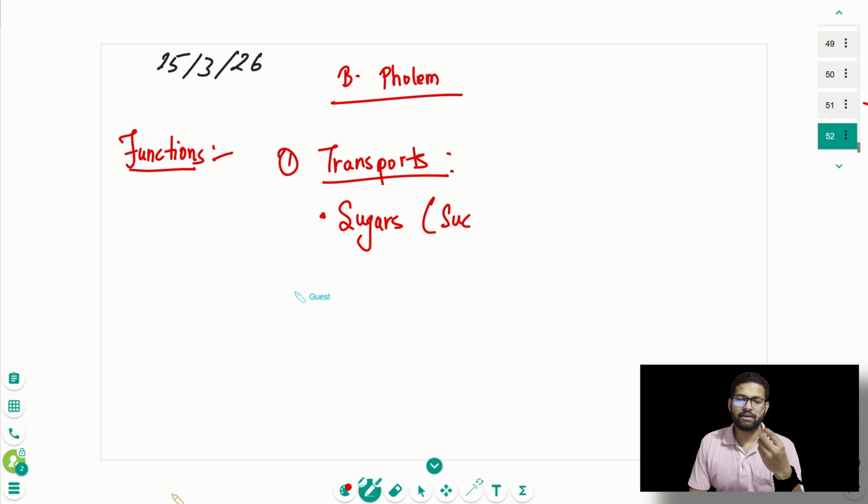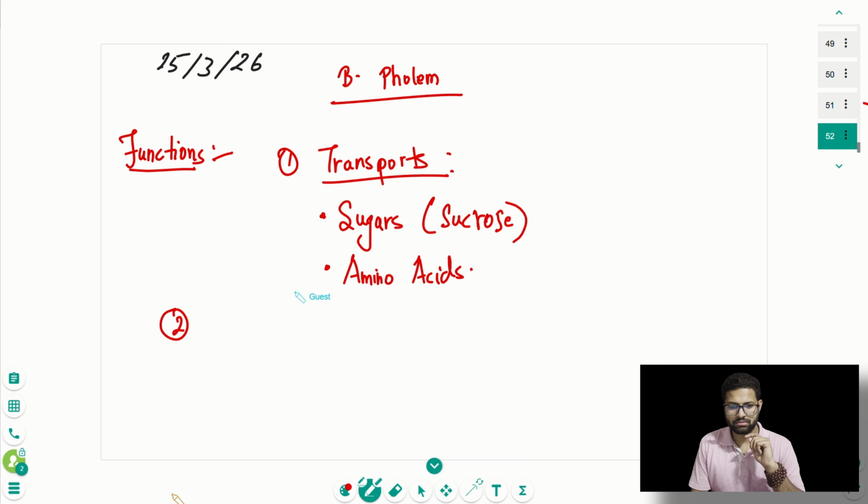Yes or no? Similarly, plants will have also something. Correct? So the sucrose. And apart from that, what else do we have? Water, I think. The amino acids. Now go deeper, because when water is coming, the dissolved minerals are also coming, right? Okay. Now, what is the direction? Isn't it like everywhere, up and down? Yes, both up and down.